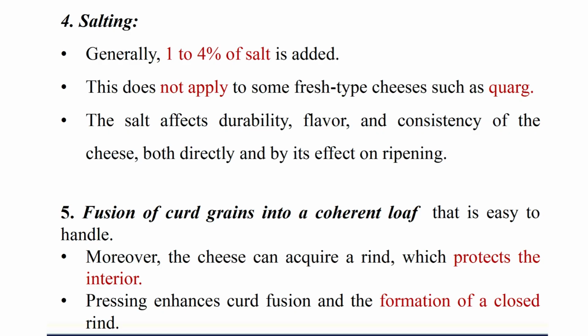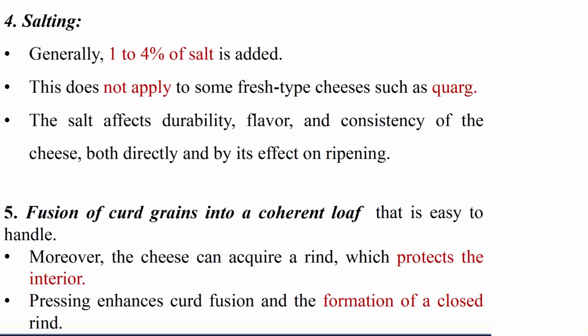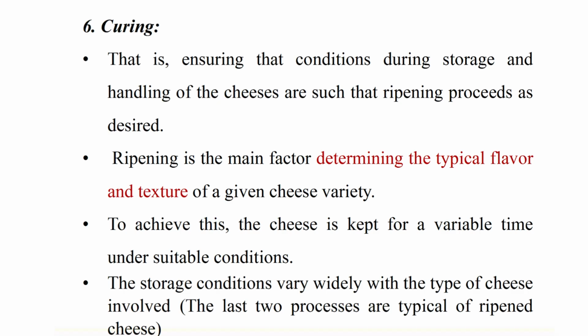5. Fusion of curd grains. Curd grains fuse into a coherent loaf, and a rind may form for protection. Pressing the curd enhances fusion and rind formation. 6. Curing, ripening. Ensure storage and handling conditions promote desired ripening. Ripening is the primary factor defining a cheese's typical flavor and texture. This involves controlled biochemical reactions, proteolysis, lipolysis, glycolysis, under specific conditions for a variable time. Note that salting and curing are typical of ripened cheeses.